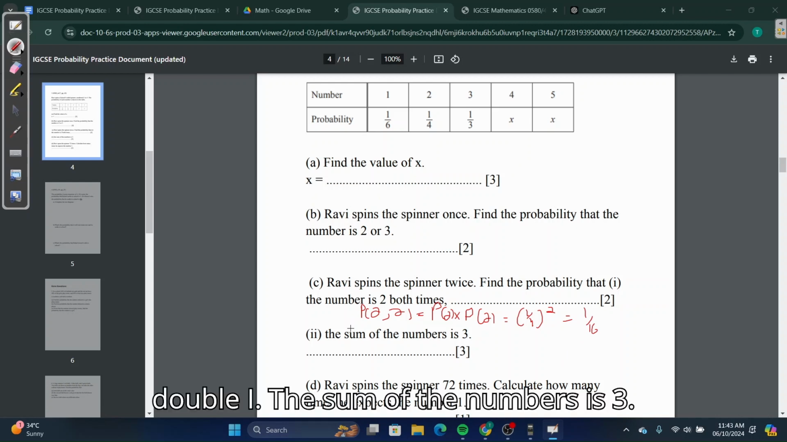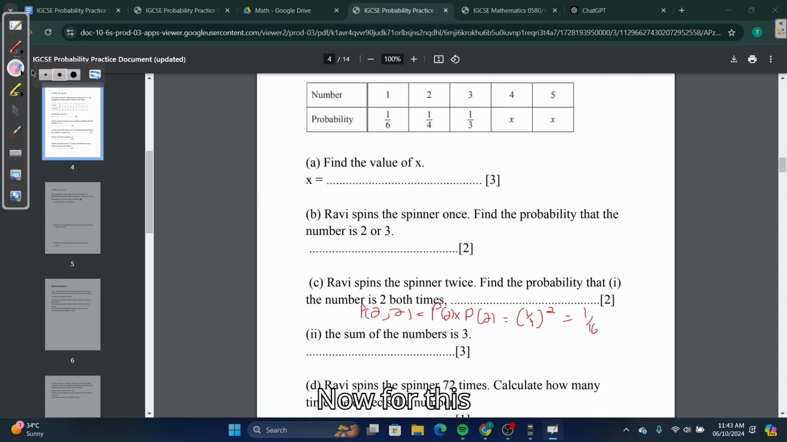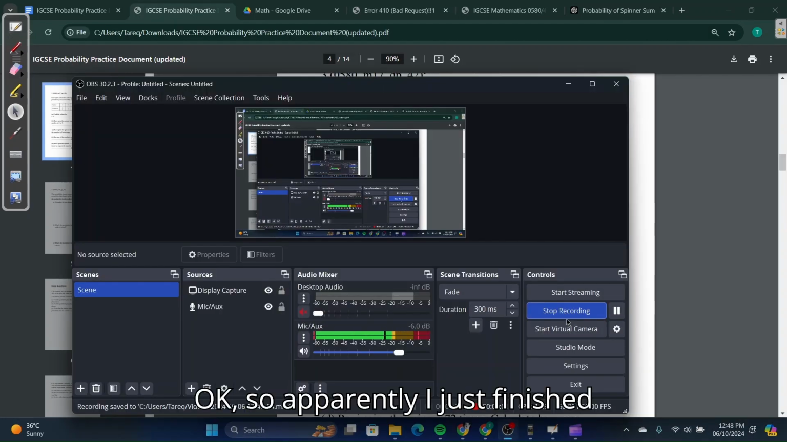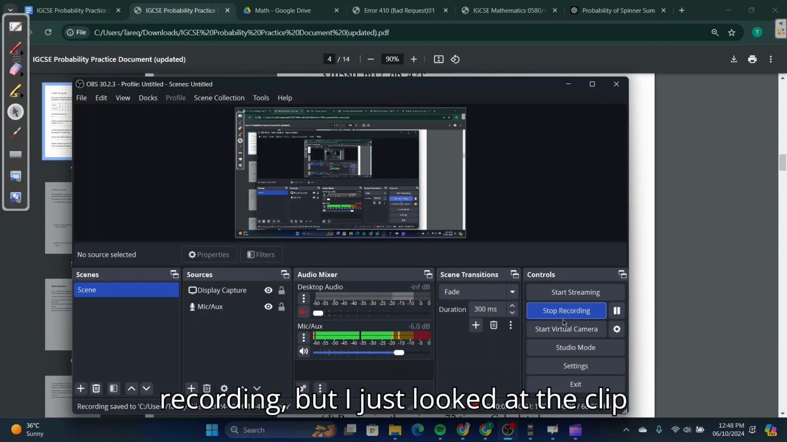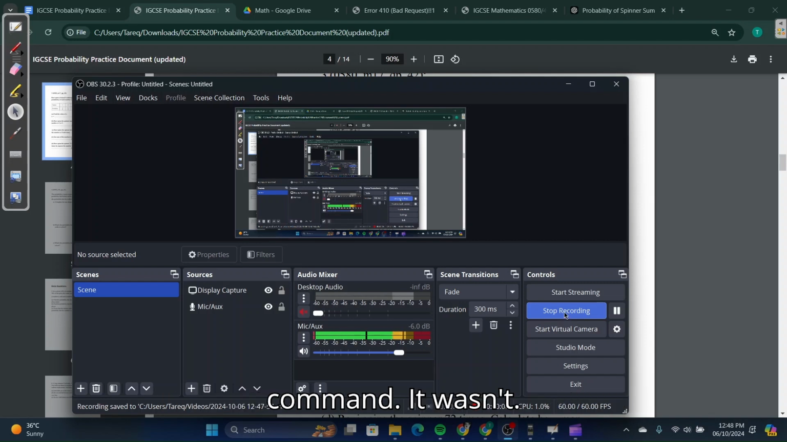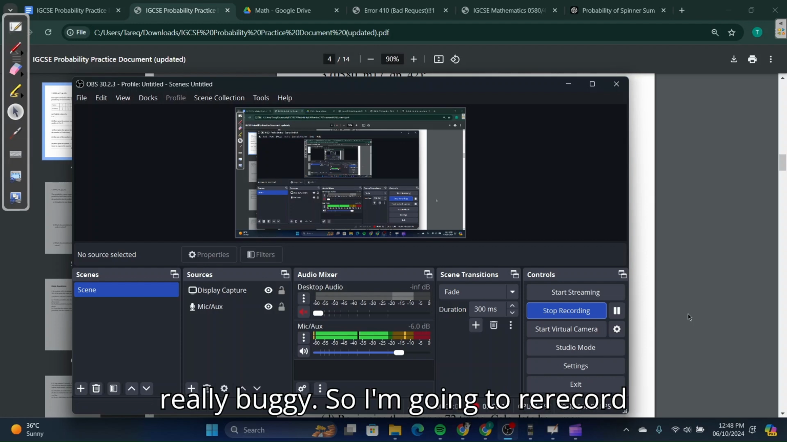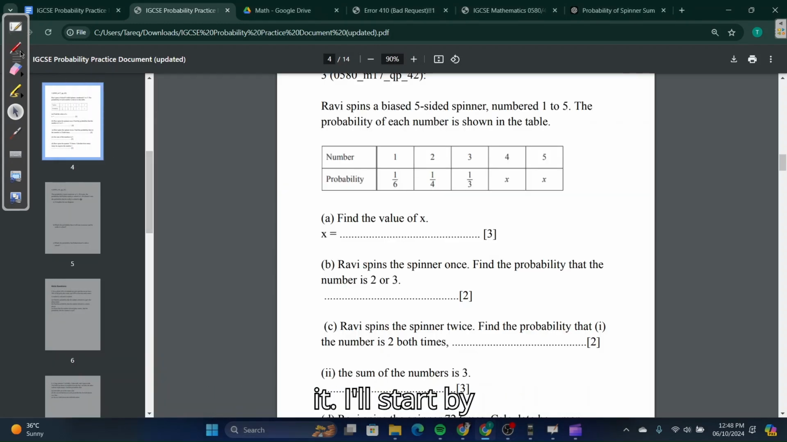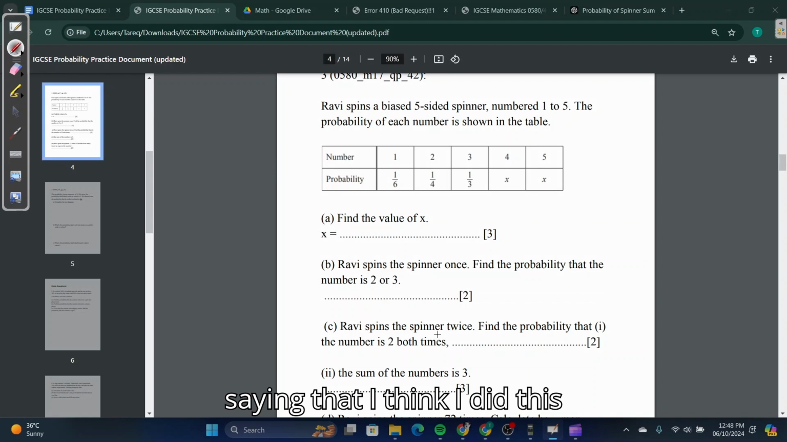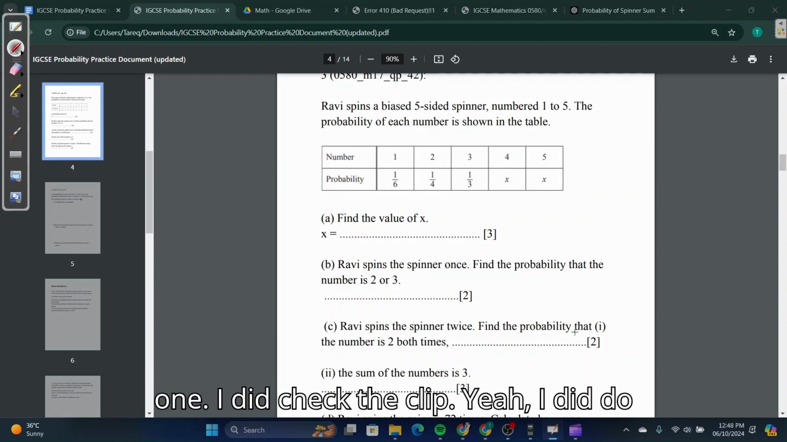Okay. Double I, the sum of the numbers is 3. Now for this. Okay, so apparently I just finished recording, but I just looked at the clip and it wasn't recording properly. It was really buggy. So I'm going to re-record it. I'll start by saying that I think I did this one. I did check the clip. Yeah, I did do this one.